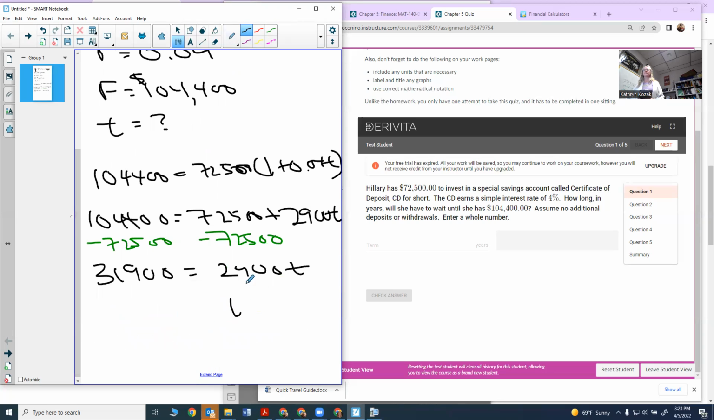Then all I have to do now is divide both sides by that 2,900. When I do that, I see I get T is going to equal 11. So my answer would be 11 years. So it's going to take her 11 years to do this. So that's the first problem of this quiz.